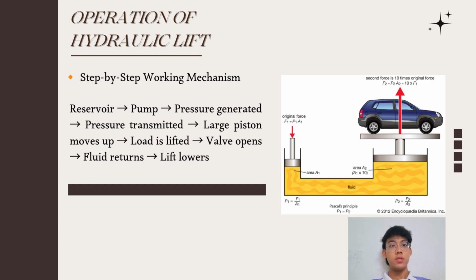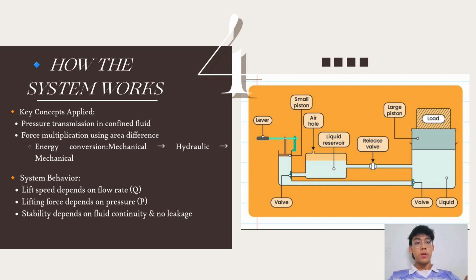As the pressure reaches the larger piston, it produces a greater force due to the larger surface area. This causes the piston to move upward and lift the heavy load. To lower the lift, the control valve is opened, the fluid flows back to the reservoir and the piston moves downward smoothly.